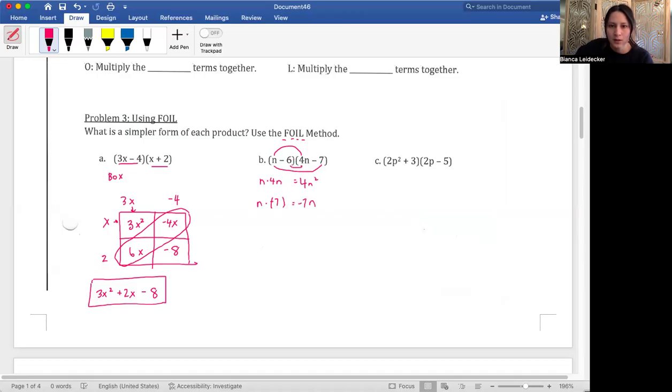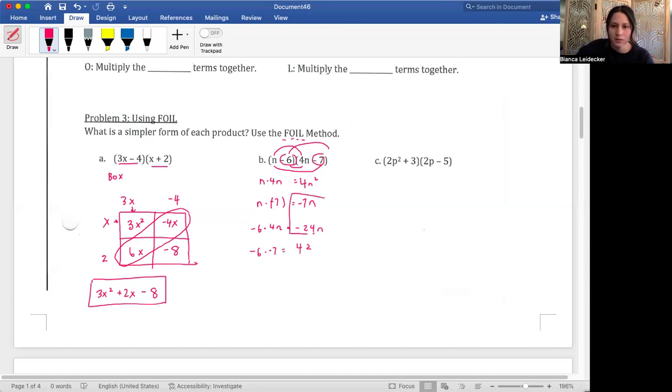The inner terms are these two. So that's negative 6 times 4n. And so that's negative 24n. And then the last terms. So negative 6 and negative 7 are positive 42.